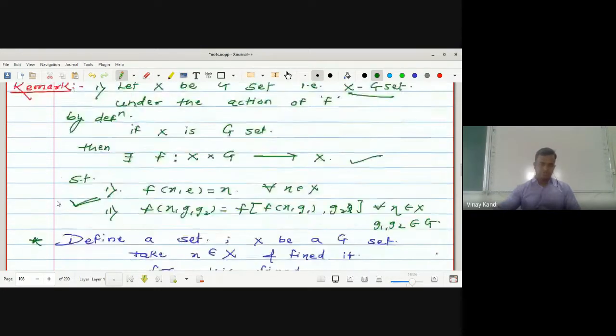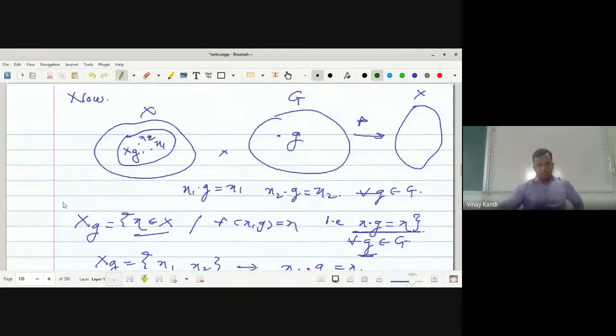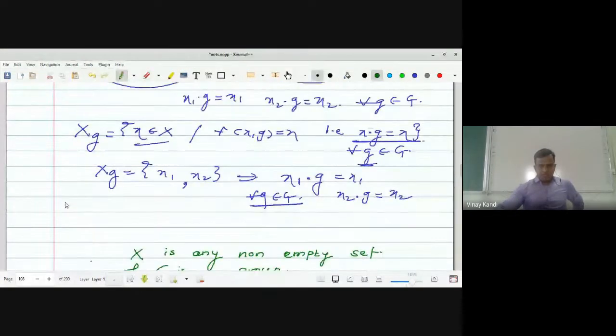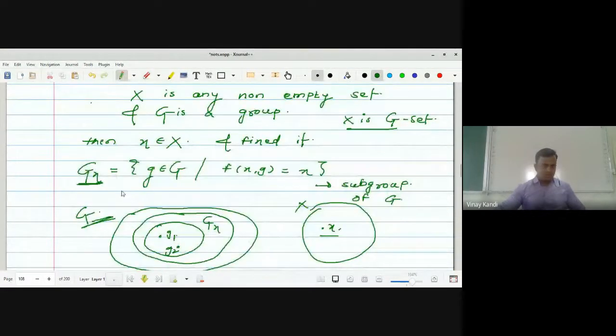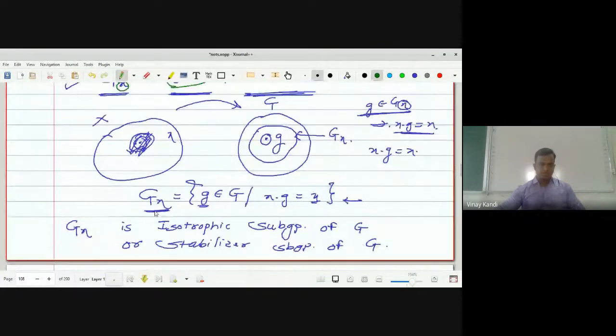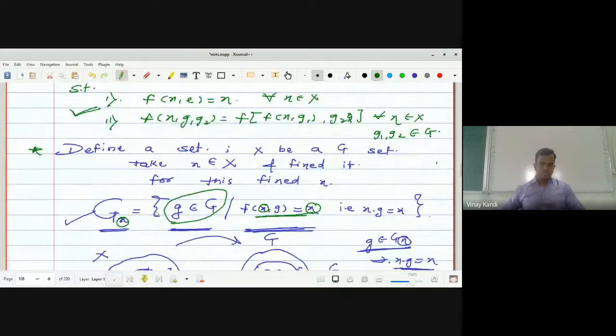So the notes are there, and we define some sets. What is Gx? Look at here. Gx is nothing but a subset of G, the collection of those elements g belonging to capital G such that f of (x, g) is equal to x, or xg is equal to x.